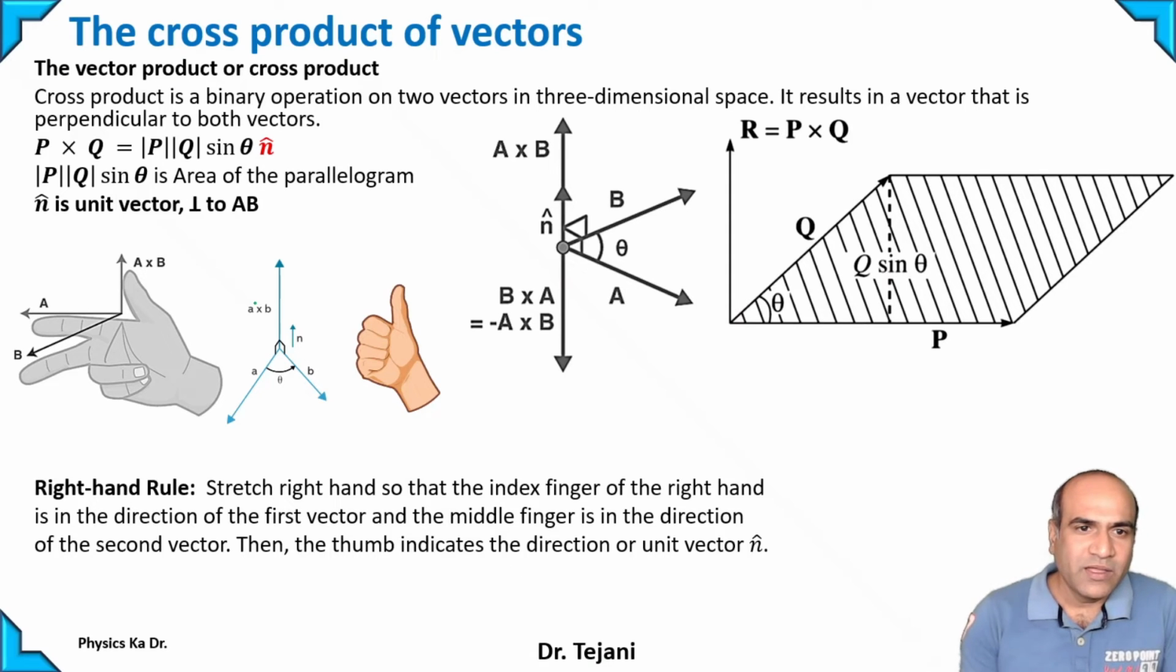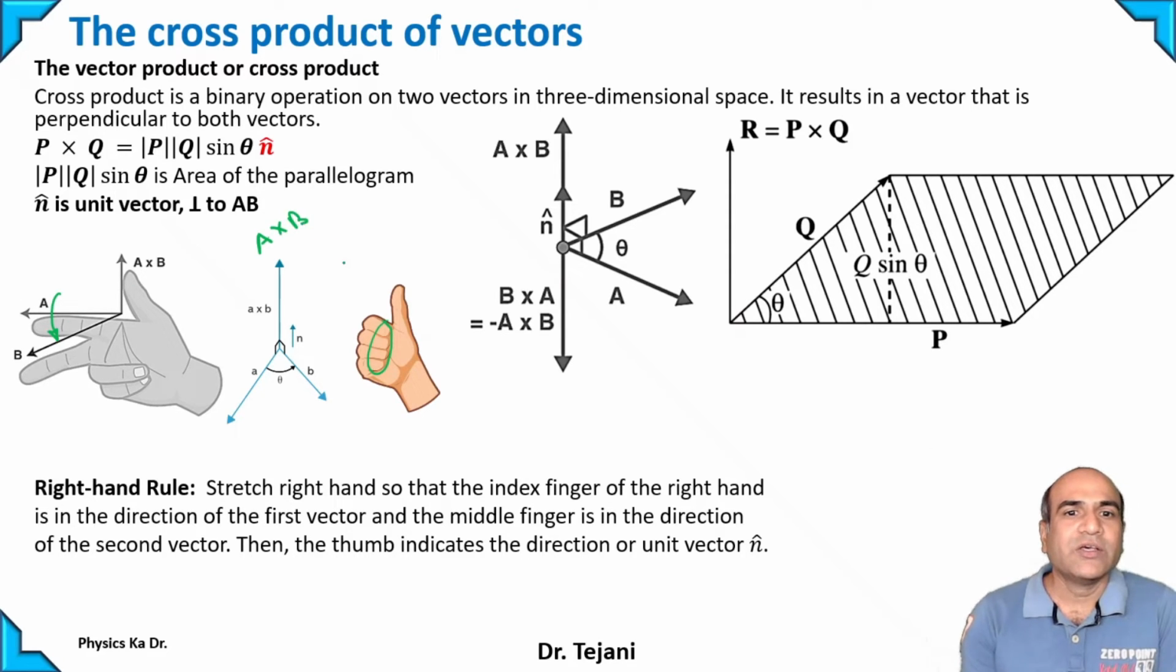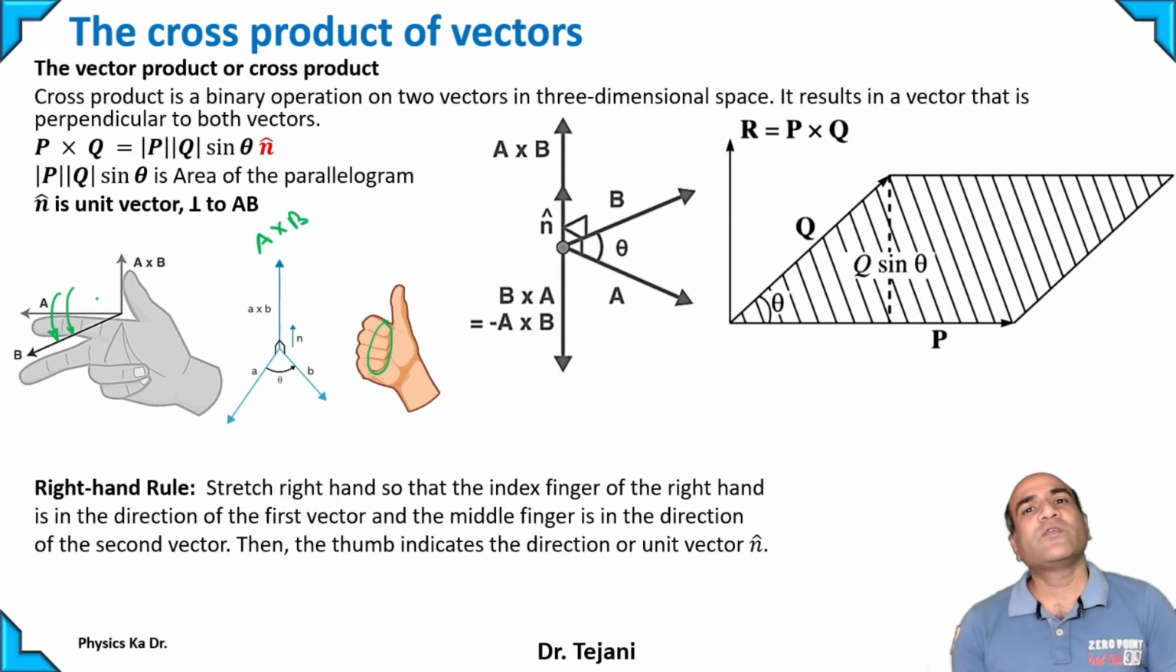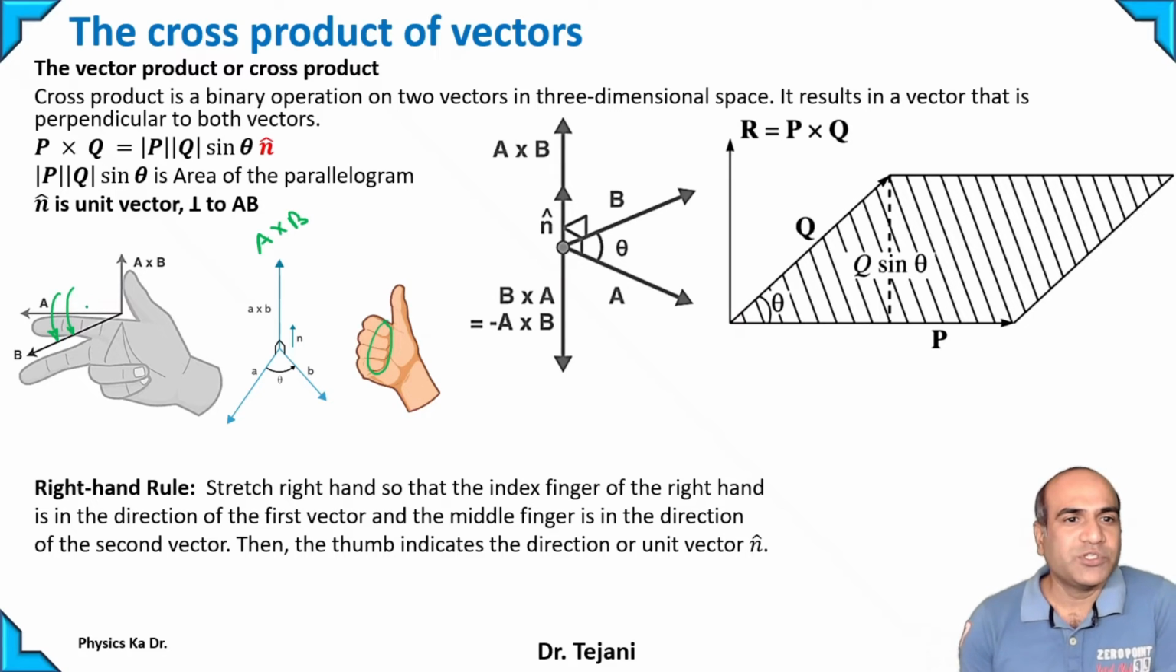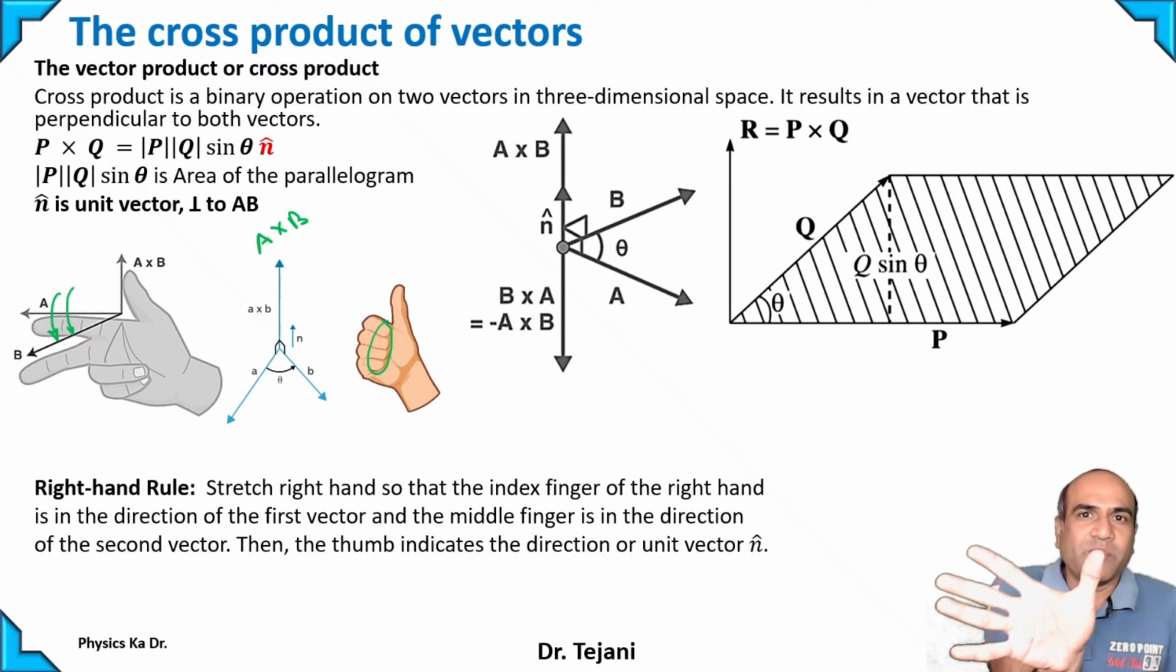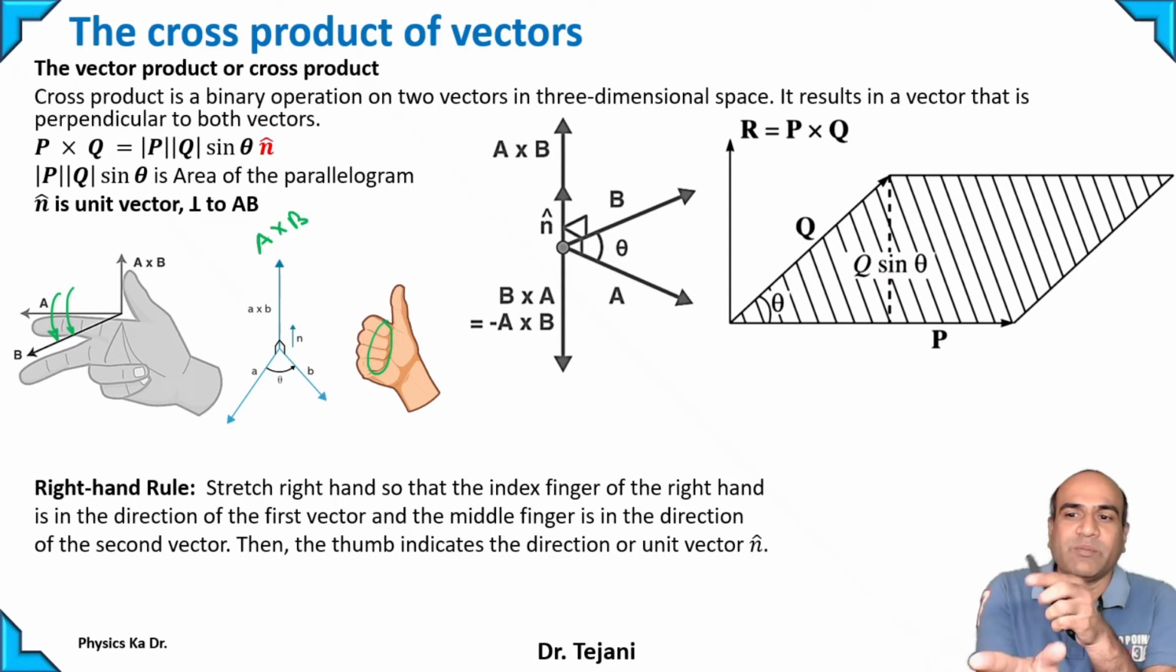There is also another way, where you stretch your right palm and close your fingers in the direction of A to B. If it is A cross B, close the fingers starting from A to B, from the open position of the hand. Say, for example, this is A and this is B. So A to B close, and that thumb gives us the direction.